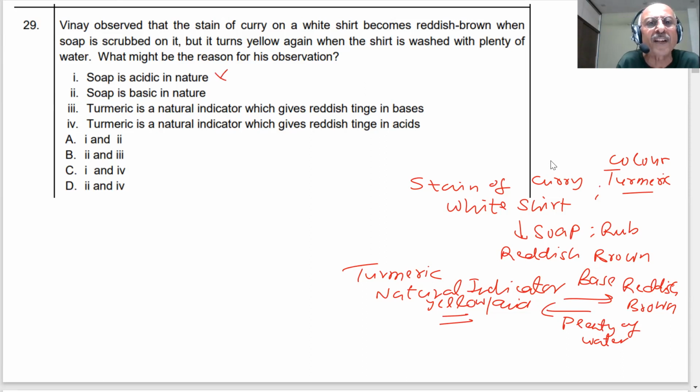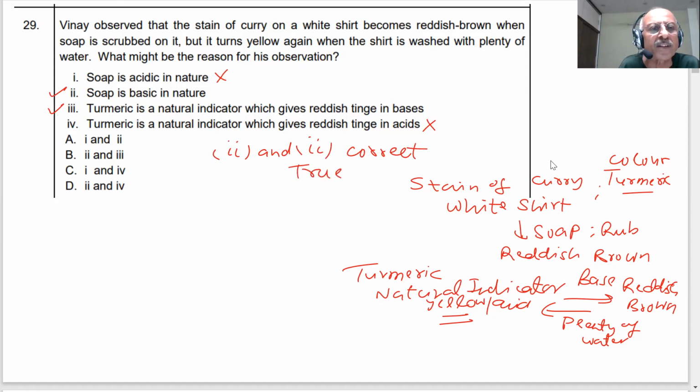No, soap is basic in nature. That is correct, student, because a base will change the color of turmeric from yellow to reddish brown. Turmeric is a natural indicator which gives a reddish tinge in bases. That is correct, as I said. Turmeric is a natural indicator which gives a reddish tinge in acid. That is wrong. Then the second and third are true.